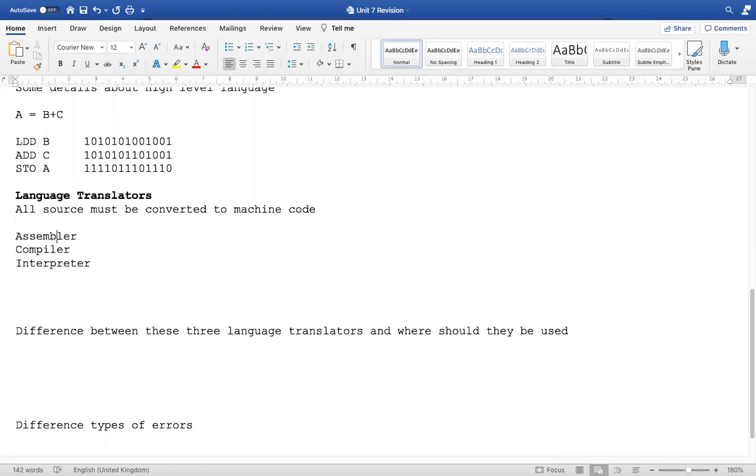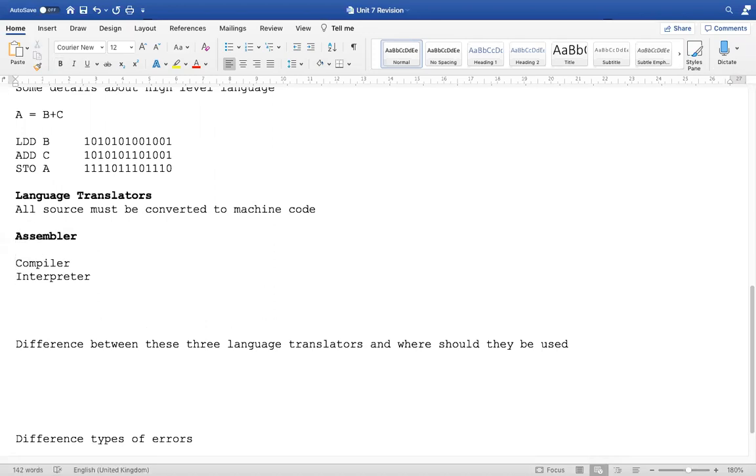Now we'll be looking at three types of language translators today, and this is basically the most important part of your syllabus so far. Right? Okay, the first type is known as the assembler. Let's look at the features of the assembler. First of all, it is used for converting low-level language to machine code. Oh, by the way, I'm going to pause it right here.